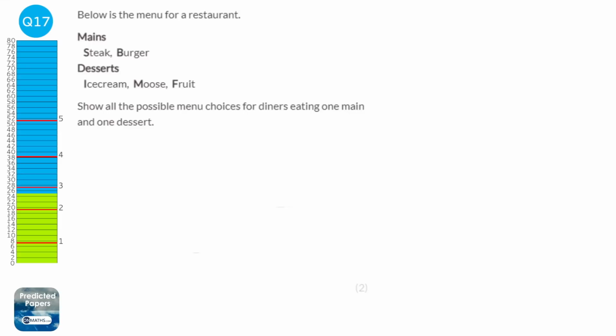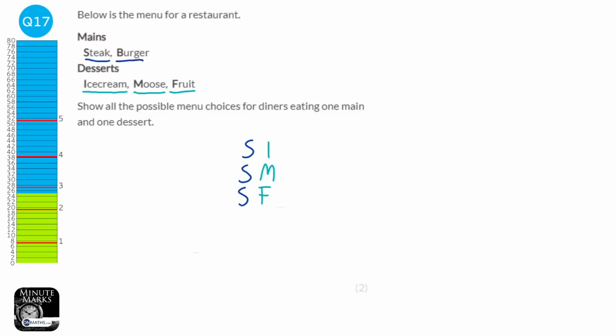It's really important when answering this question that we're really methodical. So we're going to start off just looking at steak. And I'm going to start off with the S. And we're going to pair it with the first dessert, which is the I. Then we're going to pair the steak with the second dessert, which is the mousse. Then we're going to pair it with the third dessert, which is the fruit. So we're being really methodical. We've done all of the combinations with steak.